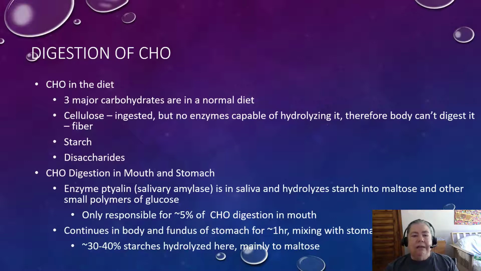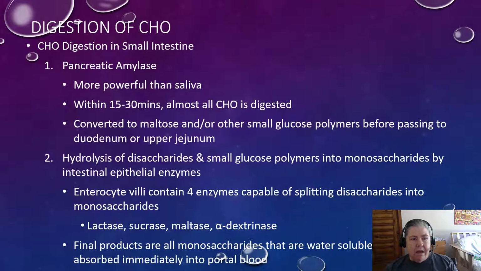But only a little bit of carbohydrate digestion takes place in the mouth. However, that enzyme remains active in the stomach, so as the stomach is mixing and creating chyme, about 30 to 40% of the starch digestion occurs here in the stomach, primarily to maltose, a disaccharide. Once the chyme reaches the small intestine, pancreatic enzymes are added.